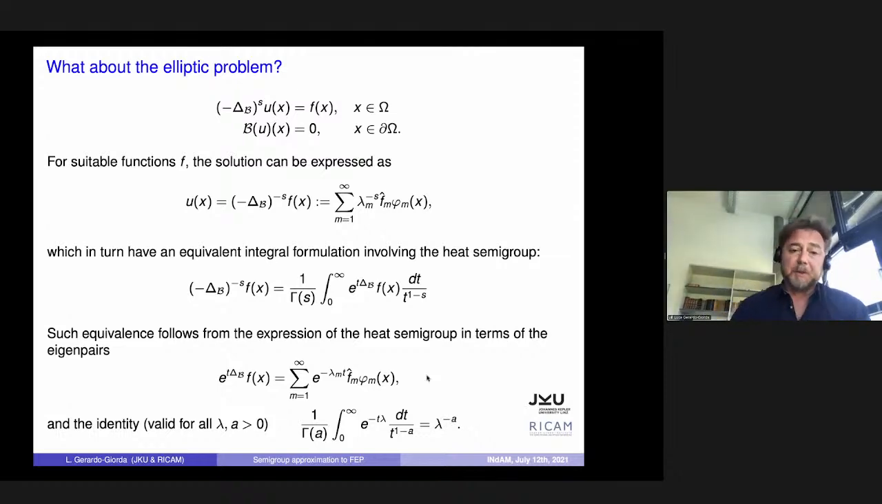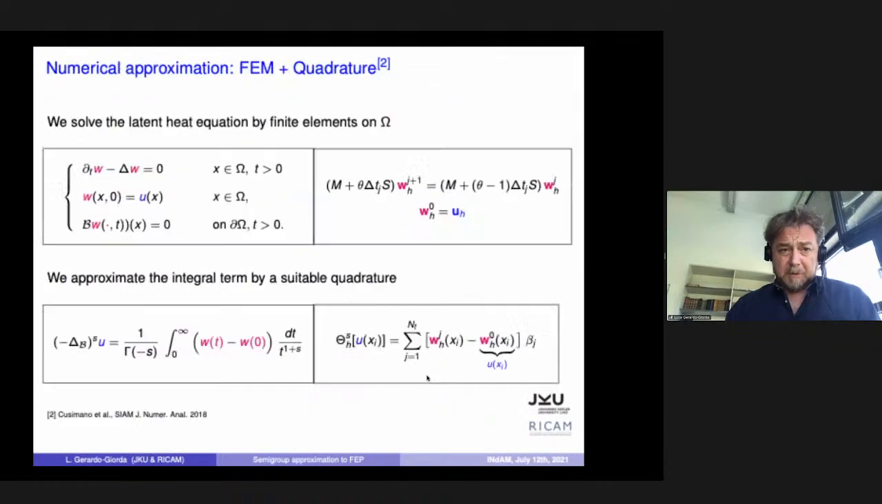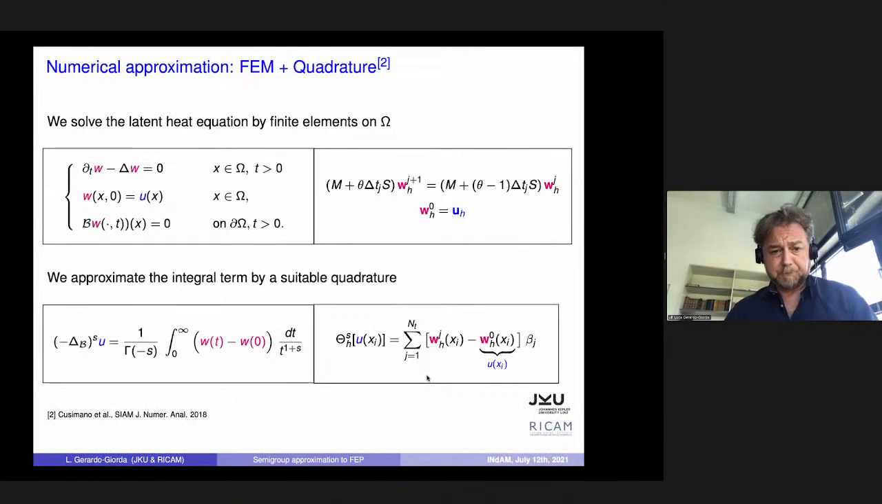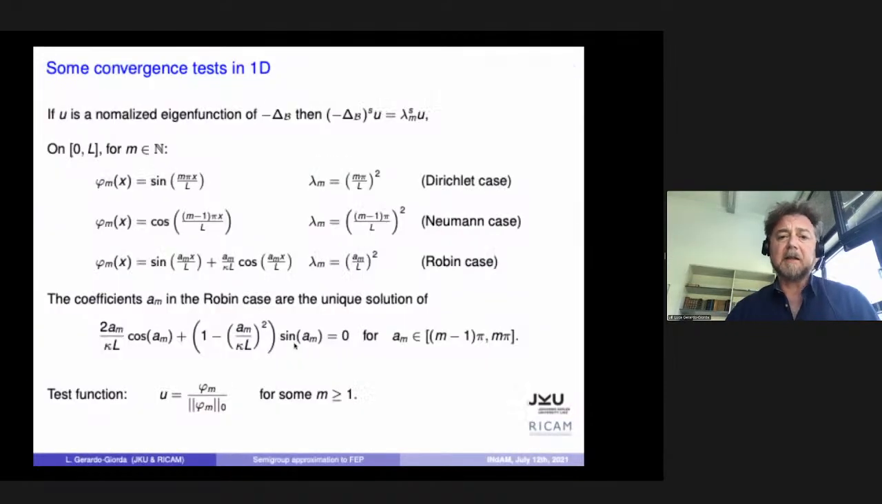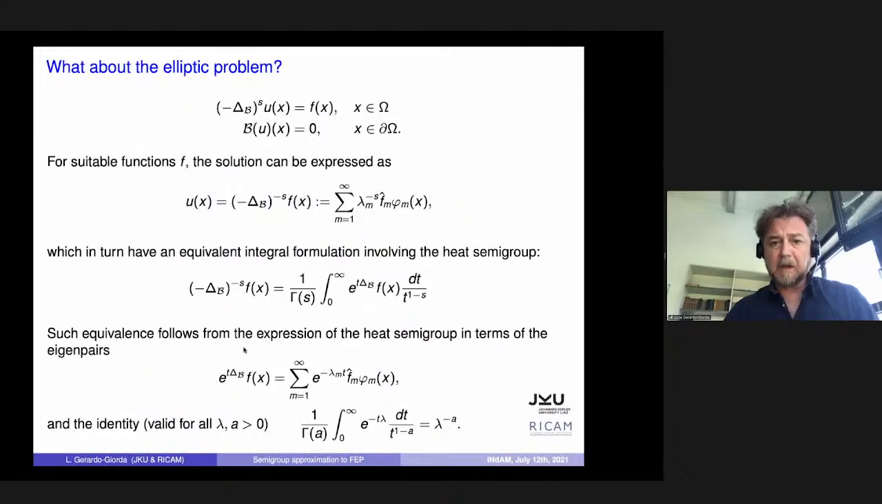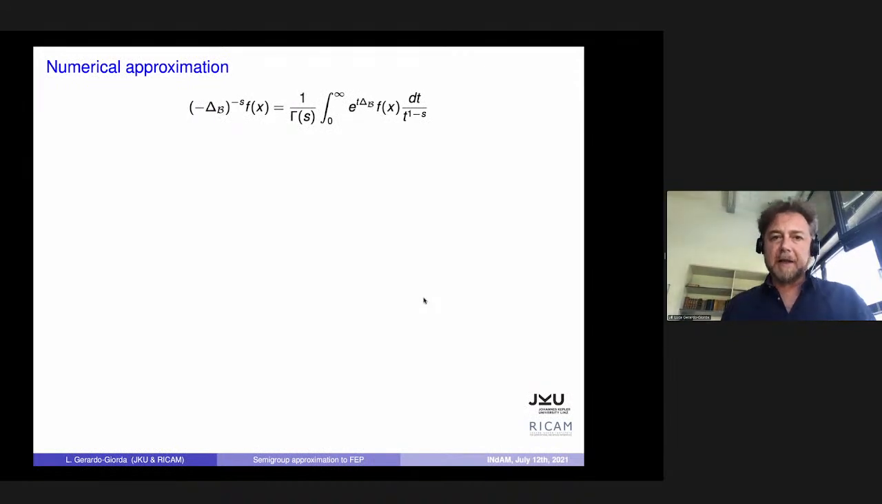What does it change with respect to the previous situation? In the previous case, we had a minus s in the function of gamma and a 1 plus s in the integral. Here we got a gamma of s and we got a t to the 1 minus s. So there is a switch in the roles of those powers. Now, the equivalence of those two representations follows from the expression of the semigroup on the one end, and from the identity that we put here on the slides, which is valid for all lambda and all a strictly positive. So how do we approximate then this solution?